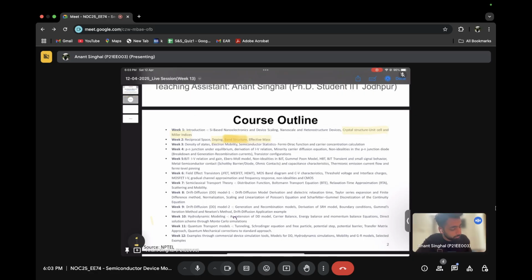In week three, density of states is very important. You need to see the mobility of the electrons, the Fermi-Dirac distribution function, and the concentration. Each problem involves these four things: a semiconductor having some concentration with some mobility, and it follows a Fermi-Dirac distribution. So you can find the conduction band, the Fermi level, and the distance between the intrinsic level and the Fermi level. All of these kinds of problems come under week three, and it is very important.